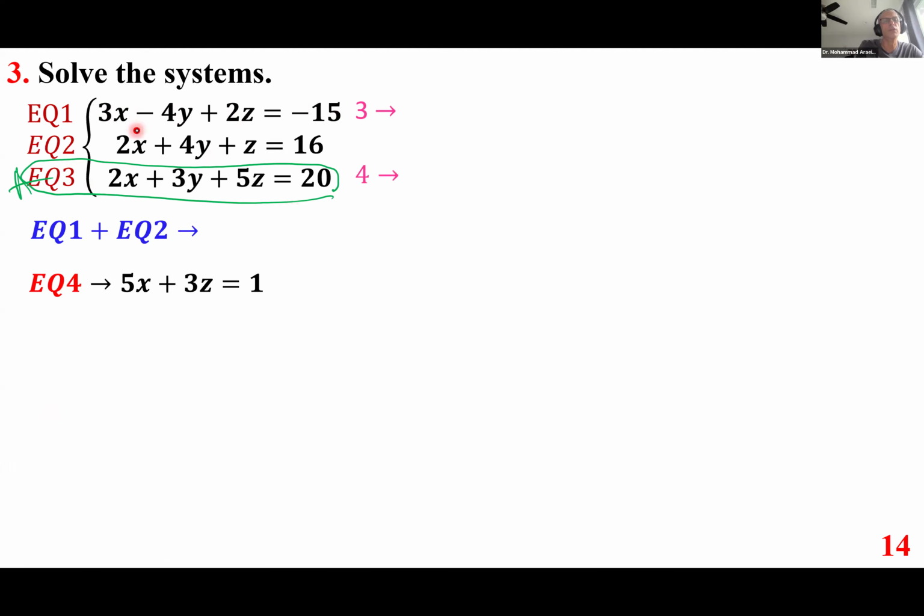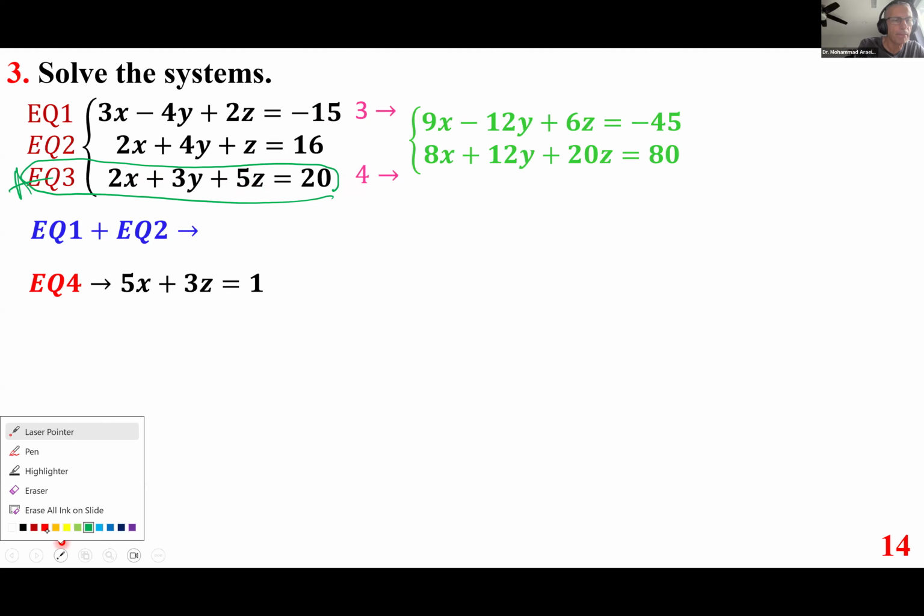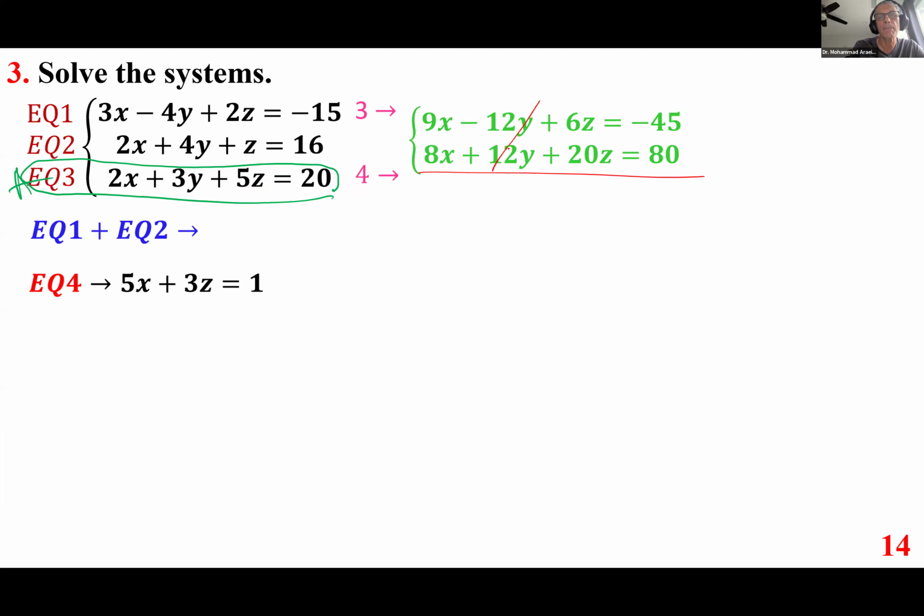So if I multiply by 3, I get 9x minus 12y plus 6z equals negative 45 over here. 8x, 12y, 20z equals 80. And these two cancel each other. 8 and 9, 17x. 6 and 20, 26z. Negative 45, positive 80 is positive 35.